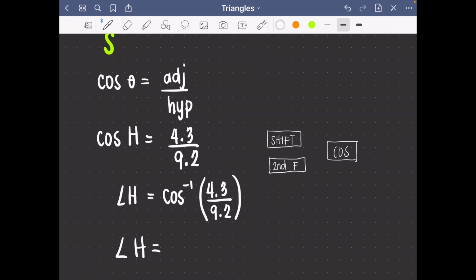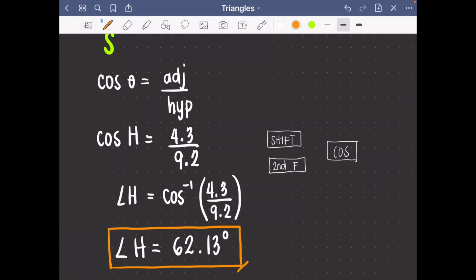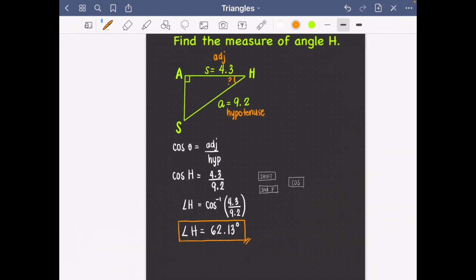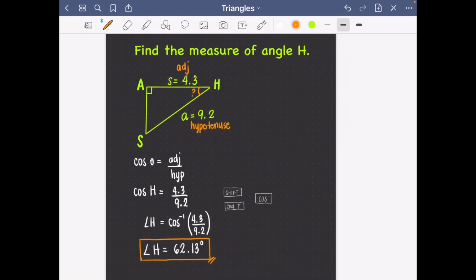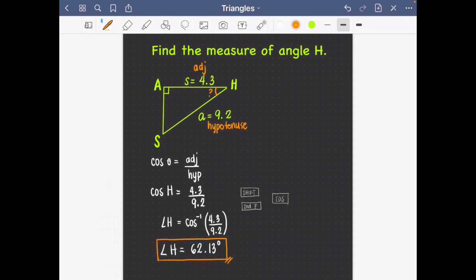Here you'll get 62.13 degrees. 62.13 degrees. So this will be our final answer. This is the solution for question number 3.